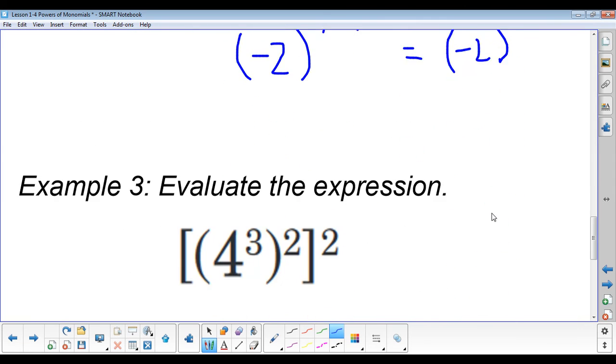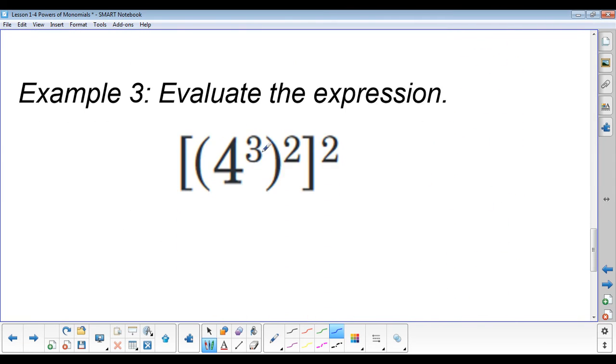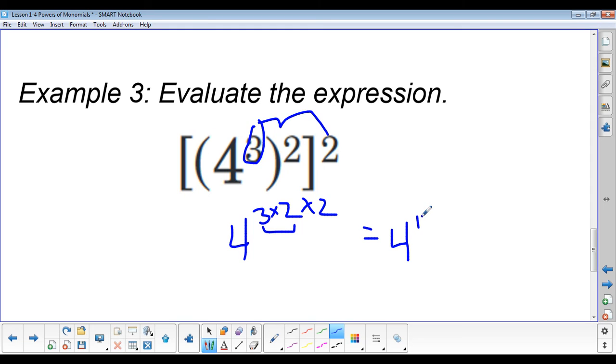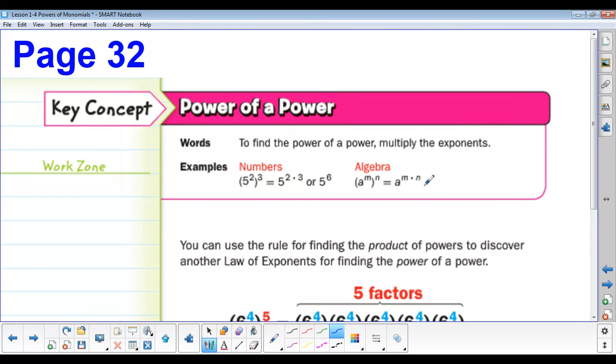Let's look at one more example here. This time we have a power being raised to a power to another power. So what do we do in this type of situation? We still just multiply. I take all the exponents, multiply them together. 3 times 2 is 6, times 2 again is 12. And that's our answer. Let's go ahead and see how the book explains it.